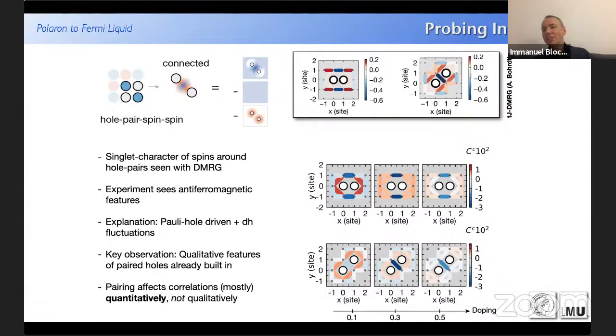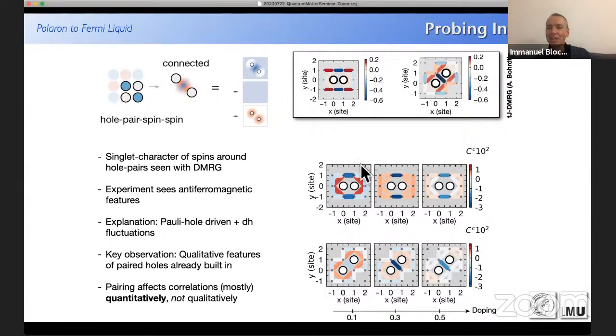And from early DMRG calculations, also in the TJ model, what people found, and I apologize if I misreference this here, again, this is the first time I talk about this, so this has to be brushed up with the right references. But what people found is that when you have a bound hole pair, you actually find the diagonal correlator in between to have strongly singlet character, to be very strongly antiferromagnetically oriented.